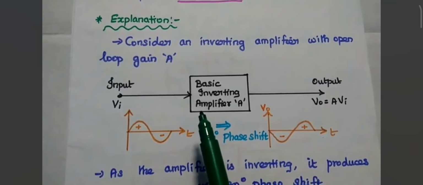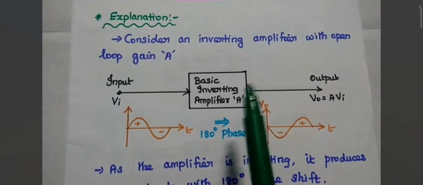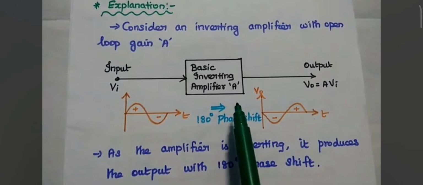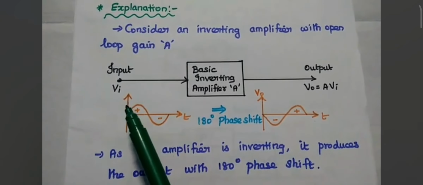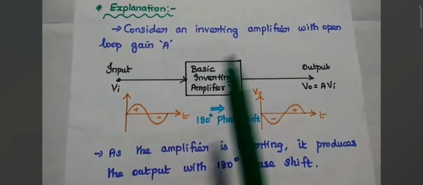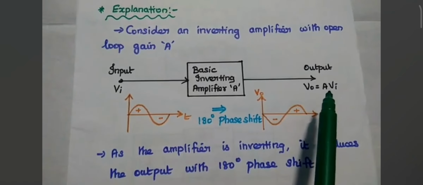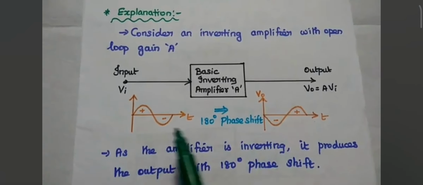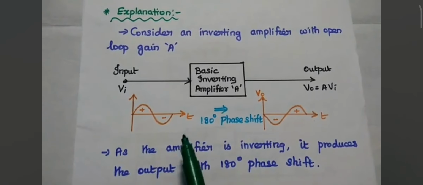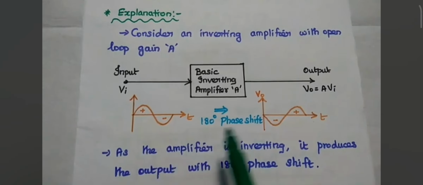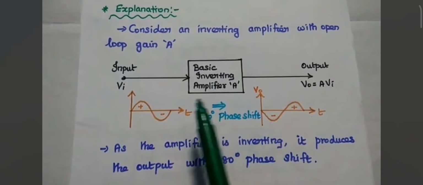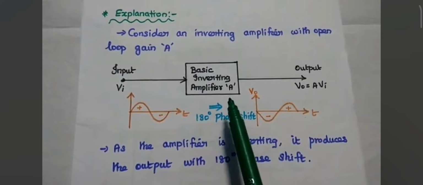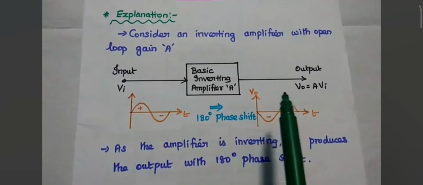So for that, we can consider an inverting amplifier with open loop gain A. This is the basic inverting amplifier circuit, in which we give the input signal Vi and we get the output signal as A into Vi, with 180 degree phase shift. You can see this 180 degree phase shift in this waveform. Here it starts from positive, here it starts from negative. So this is the basic inverting amplifier, and we are going to use it in our oscillator circuit.